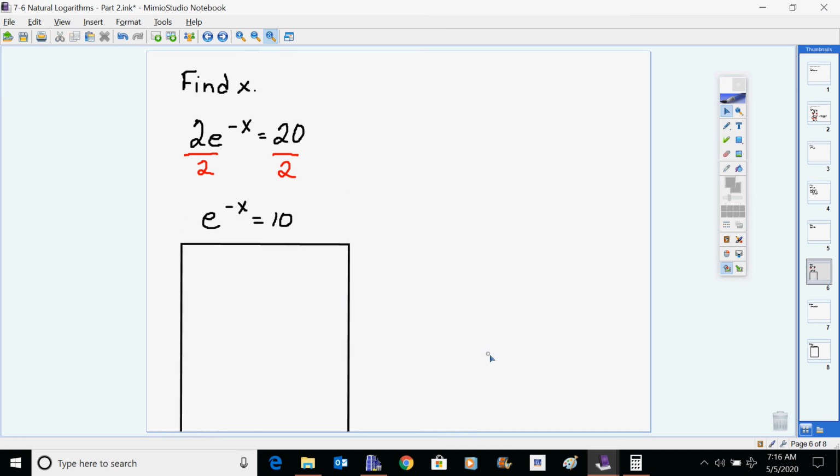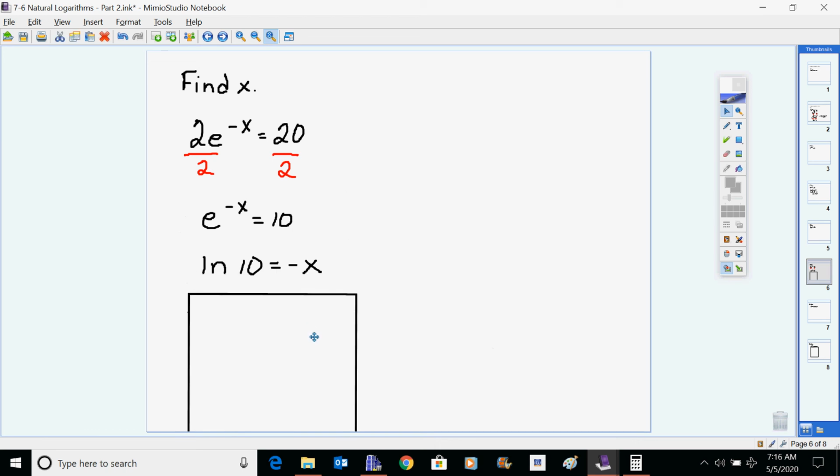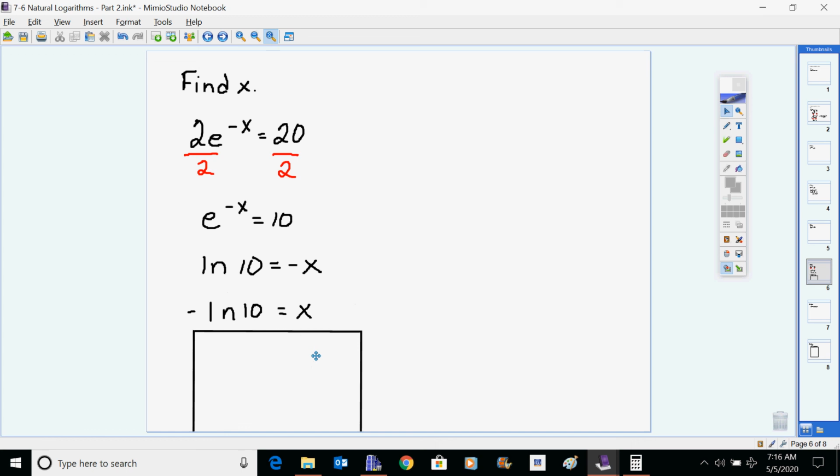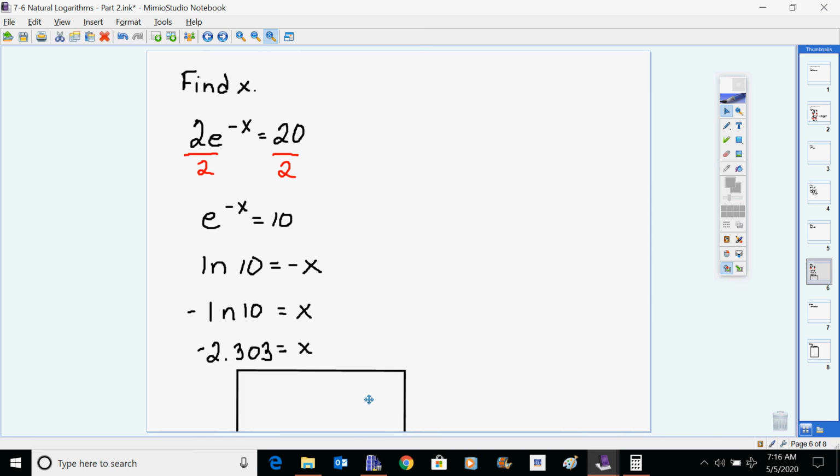Get your 10. Then we have log base e of 10 equals negative x. So you'll find the natural log of 10. And in order to get it to be the right answer, it's negative the natural log of 10, because you can consider this as being divided by negative 1 or multiplied by negative 1. Either way, the negative comes to the other side, so that if the positive natural log of 10 is negative x, then x equals negative natural log of 10, which gives us about negative 2.303.